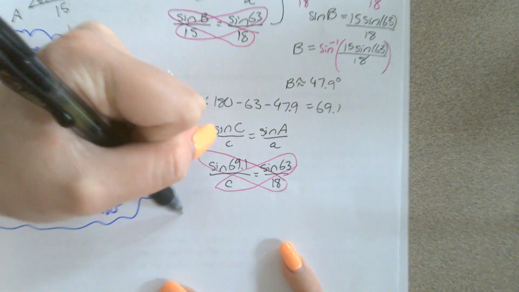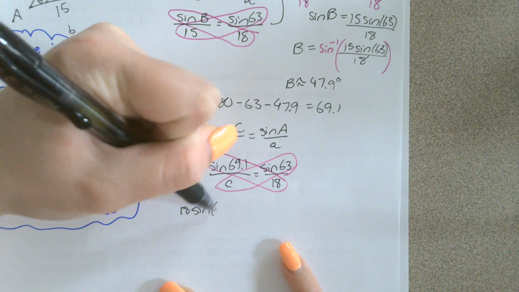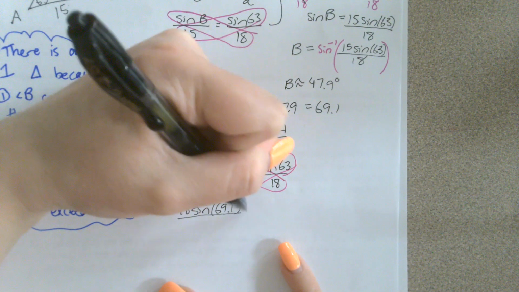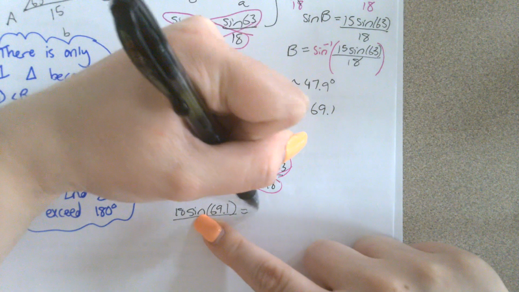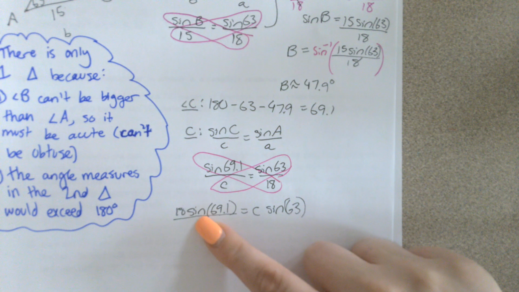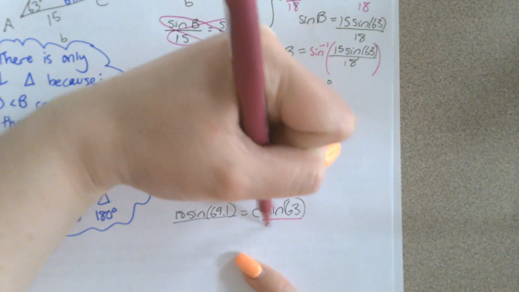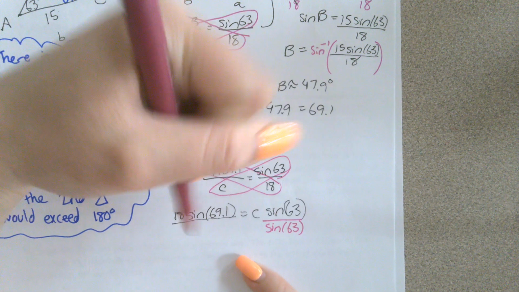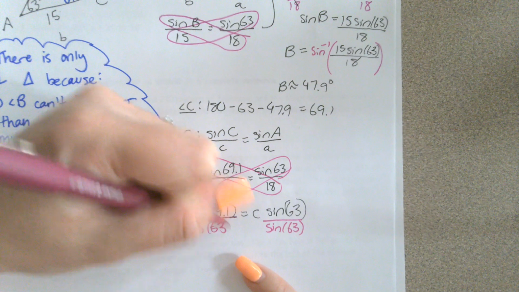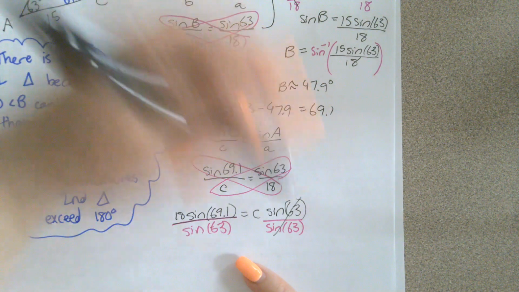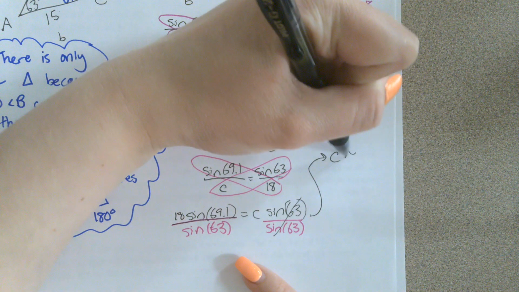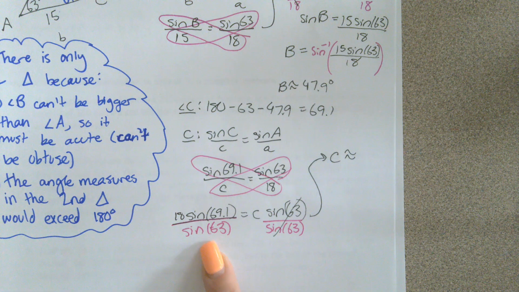And we get 18 sine of 69.1 over, or sorry, not over yet, ignore that, equals c sine of 63. I like to get ahead of myself. Then we divide by sine of 63 on both sides to get the c by itself. This is where the over comes into play. These cancel. And then I'm just going to type this into my calculator. So this will give us our c value.